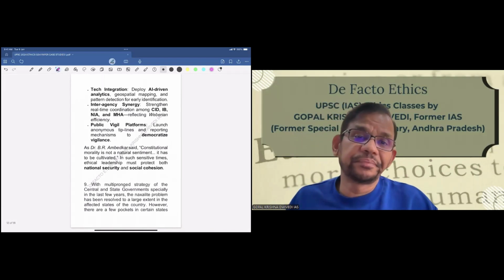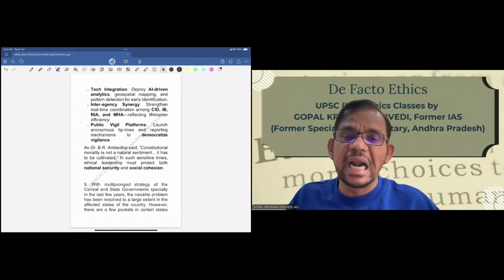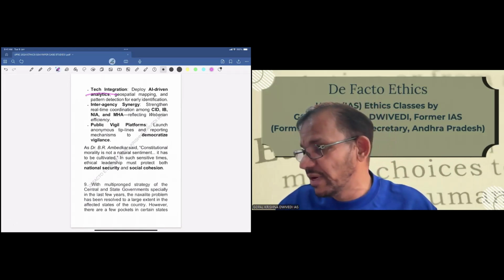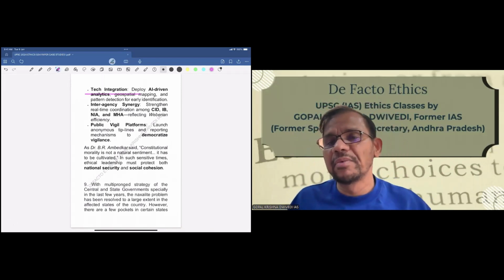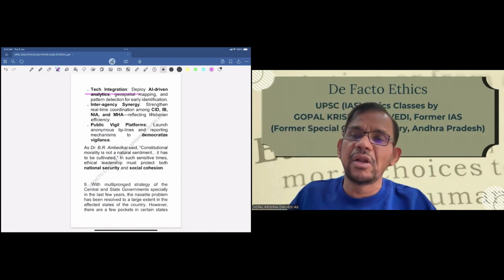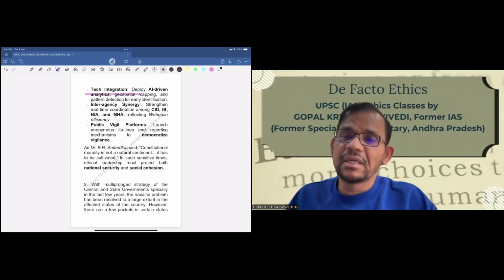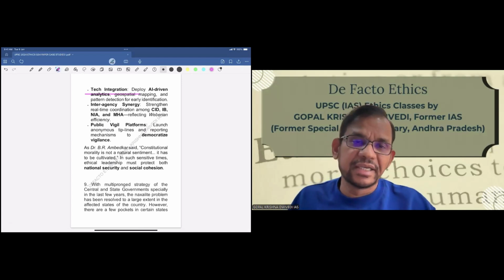Second is tech integration. Deploy AI-driven analytics, geospatial mapping, and pattern detection for early identification. Now, this is again very important. Tech integration has to be done because you cannot depend on human information only. You have to be technologically as advanced as other groups are advanced. So this is the second point.